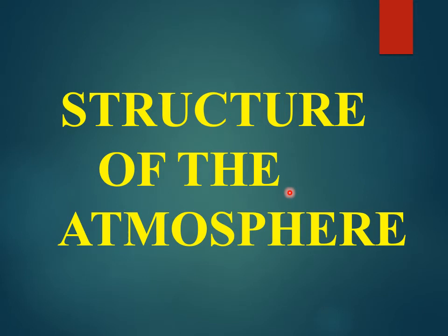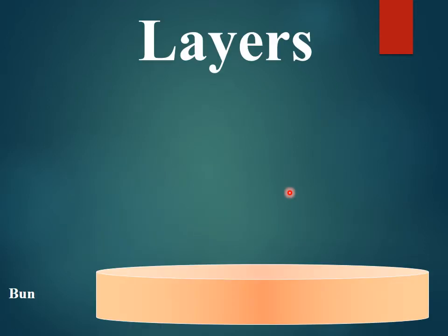So now let's move ahead to the next topic, that is structure of the atmosphere. Now children, our atmosphere is also made up of layers. Let me give you an example of what these layers are. I want to give you an example of a burger. So to make a burger, what do we do? We take a bun and cut it into two halves.